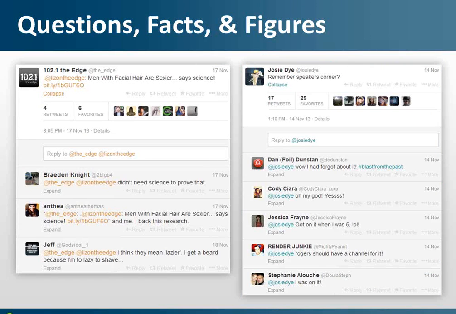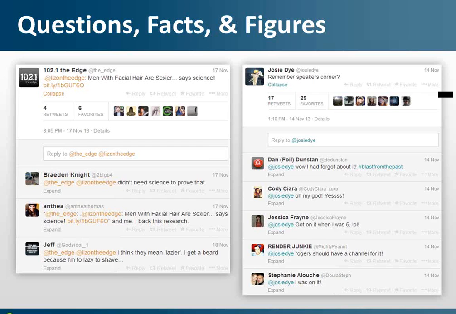Questions, facts, and figures are huge on Twitter. They're some of the most popular types of tweets. There's actually a Twitter account called UberFacts that only tweets random, fun, and interesting facts to their followers, and they have over 5 million of them. It goes to show how popular facts and figures are on Twitter.